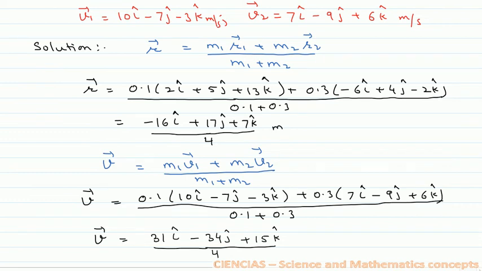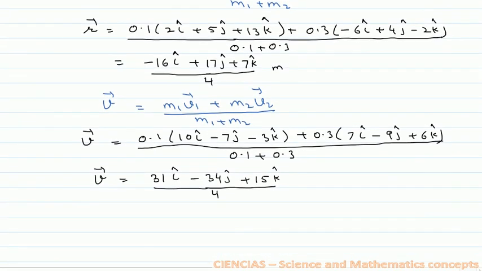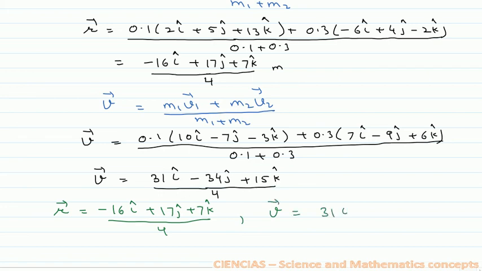So what is our answer? The answer will be: position vector of center of mass is equal to minus 16i cap plus 17j cap plus 7k cap divided by 4 meter, and velocity vector of center of mass is 31i cap minus 34j cap plus 15k cap divided by 4 meter per second.